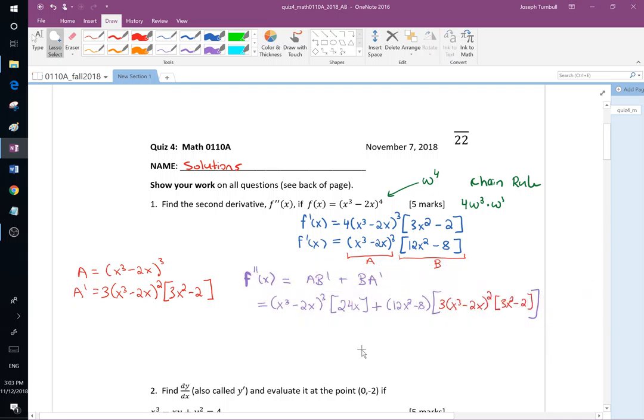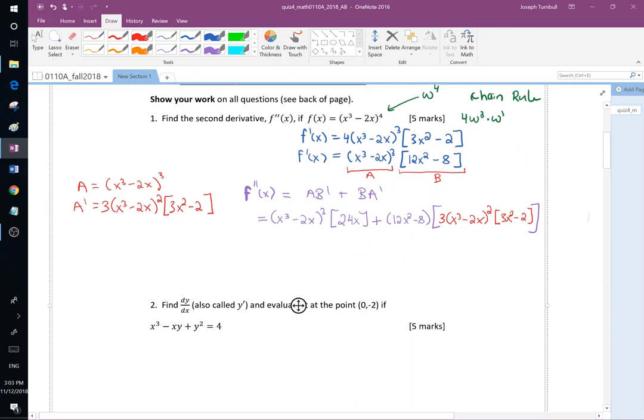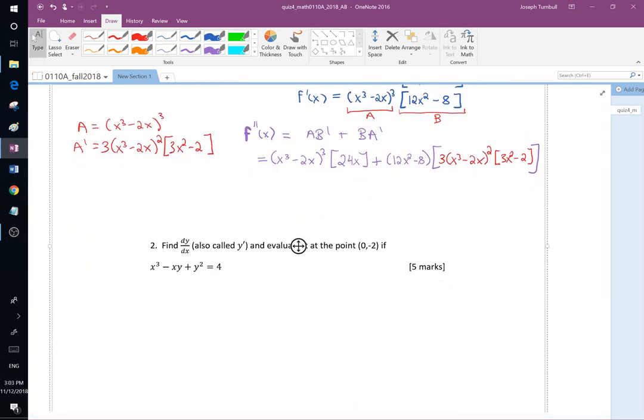Okay. Well, that's number one. And we don't have to simplify that because we're not taking another derivative, not doing a third derivative. If we had to do a third derivative, you definitely simplify. Okay, next piece.